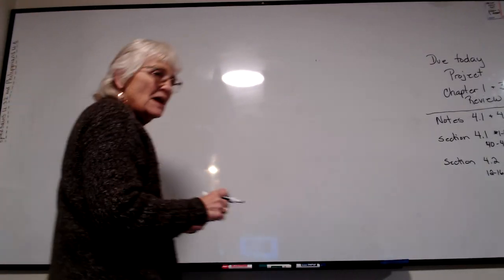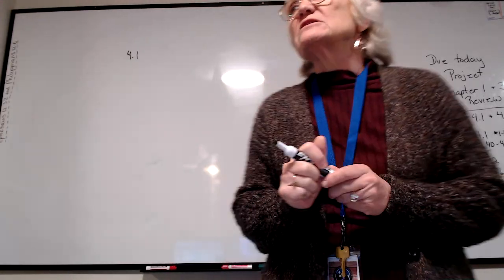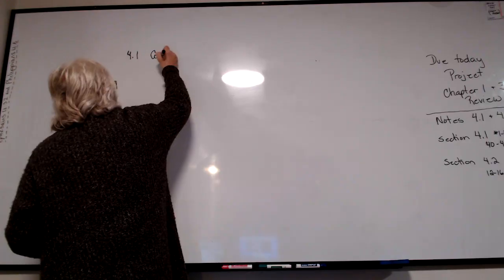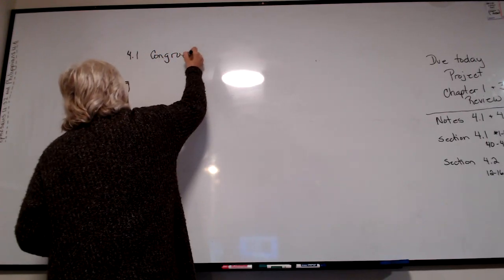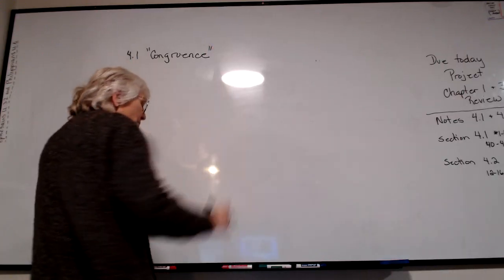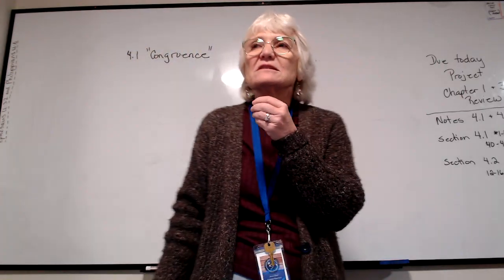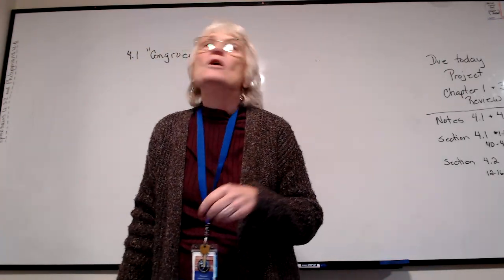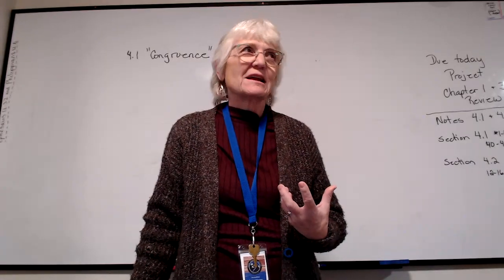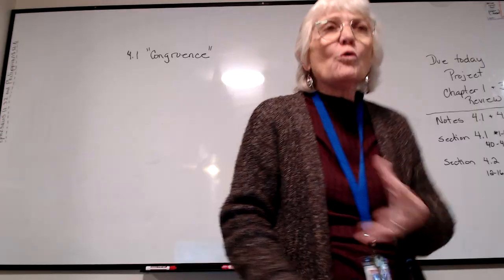Okay, so we're doing 4.1. This whole chapter is on what we call congruence. We are going to be looking at what it means to be congruent, and then also how we show that something's congruent. So that's the whole thing about this chapter.